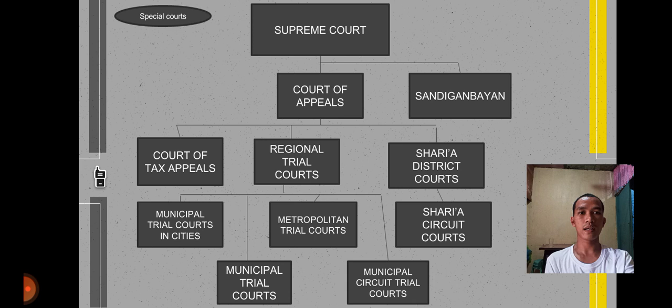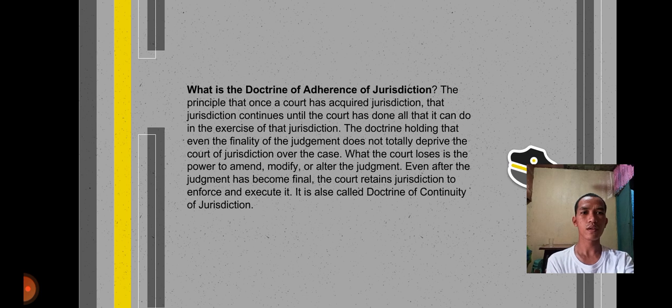And we have the special courts. Under the Supreme Court, we have the Court of Appeals and the Sandiganbayan. Under the Court of Appeals, we have the Court of Tax Appeals, Regional Trial Courts, and Sharia District Courts. Under the Sharia district courts, we also have the Sharia circuit courts and the Regional Trial Courts. Under these are the Municipal Trial Courts in Cities, Metropolitan Trial Courts, and Municipal Circuit Trial Courts, then the Municipal Trial Courts. So what is the doctrine of adherence of jurisdiction?